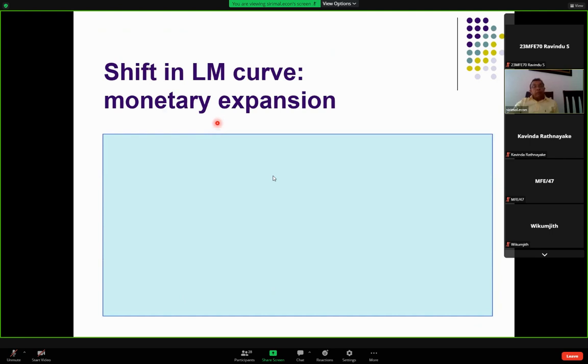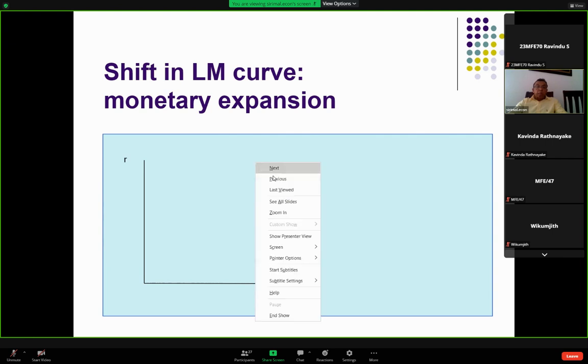Let's also look at, before we wind up, shifting the LM curve. The LM curve will shift due to changes in the money stock, money supply, and we are looking at monetary expansion, like the monetary expansion happening nowadays, resulting in lower policy rates and an increase in the stock of money in the economy. So how does it work through our ISLM framework? How do we understand the macroeconomic implications?